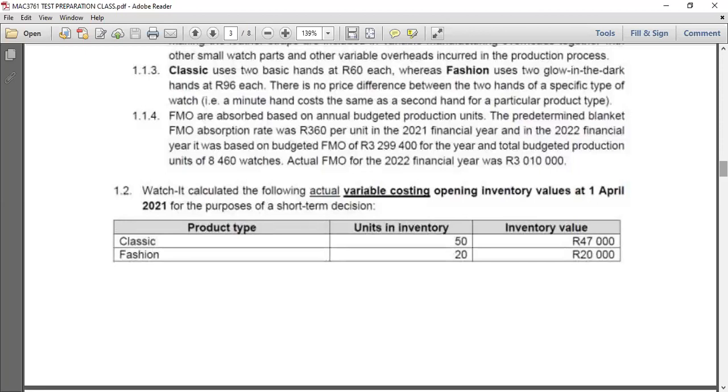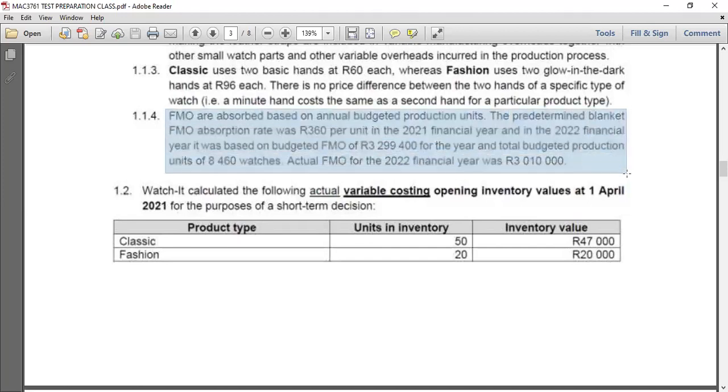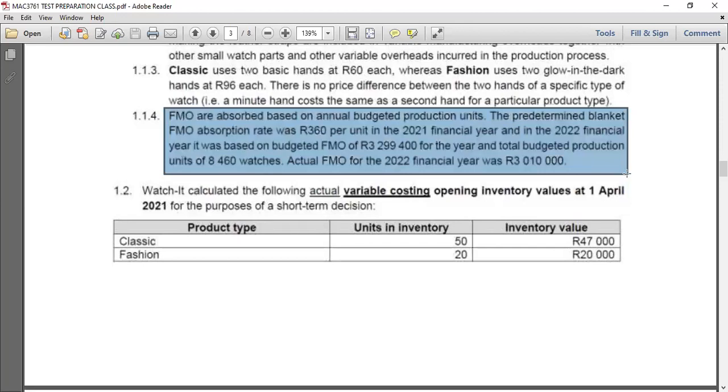So we can't wait until the end of the year to make decisions. You need to sell goods during the year. Because of that, our overhead absorption rates are calculated based on budgeted figures. Right, so the fixed manufacturing overheads are absorbed based on annual budgeted production units. So even if they don't tell you, you know that we use budgeted figures. Unless a question tells you to calculate the absorption rate using actual figures, then you just follow that instruction. But without that instruction, your overhead absorption rates should always be calculated based on budgeted data.